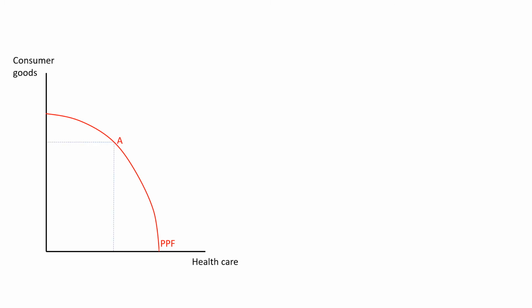So let's start off at point A. We could choose to operate there. At point A, we're producing C1 consumer goods and H1 healthcare. Now, let's assume that there's been some health pandemic or something. Or maybe just society decides that its preferences have changed and society would like rather more healthcare. So let's assume that society wants H2 healthcare rather than H1.